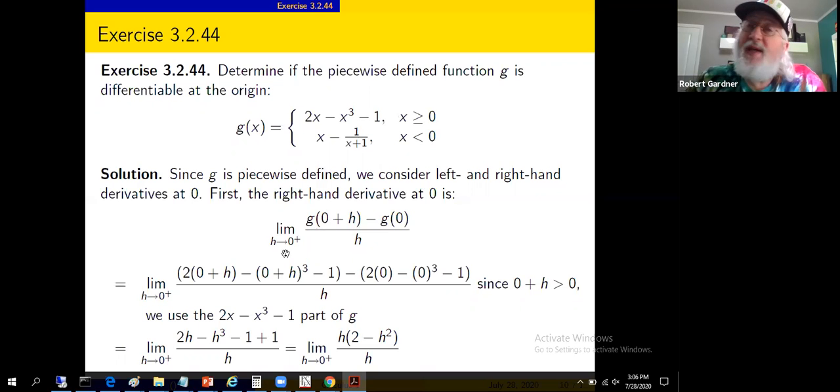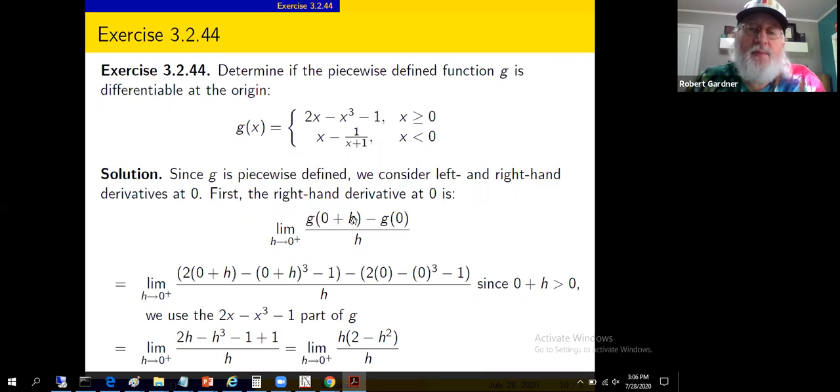Oh, good thing we're taking a one-sided limit. This is why you have to take a one-sided limit. H approaches 0 from the positive side, so h is a little positive number. So 0 plus h is a little positive number. Which piece do you use when you input something positive? This piece.